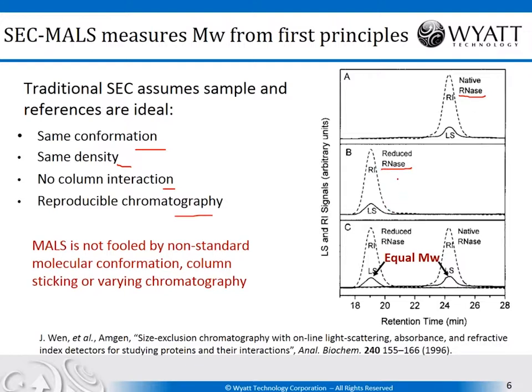So based on column calibration, you would think that the reduced RNase protein has a much higher molecular weight than the native protein. But that's not true. It's simply unfolded and changed its hydrodynamic volume, and therefore it's eluting much earlier, even though it has the same molecular weight. The light scattering actually gives you the information directly that these two peaks have the same molecular weight. So it's not fooled by the difference in elution time.